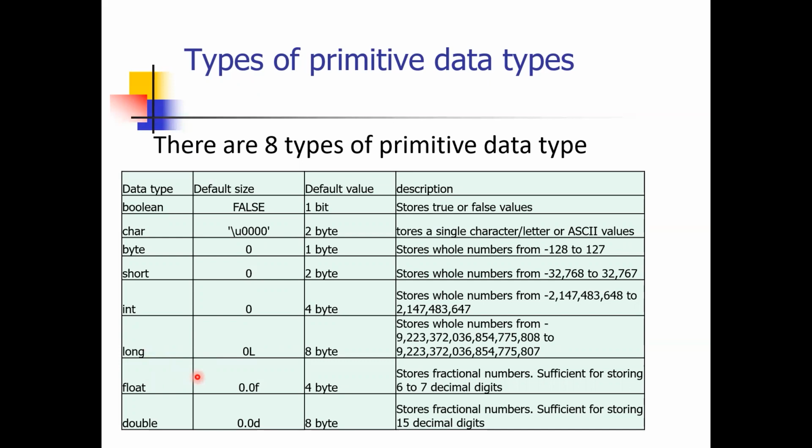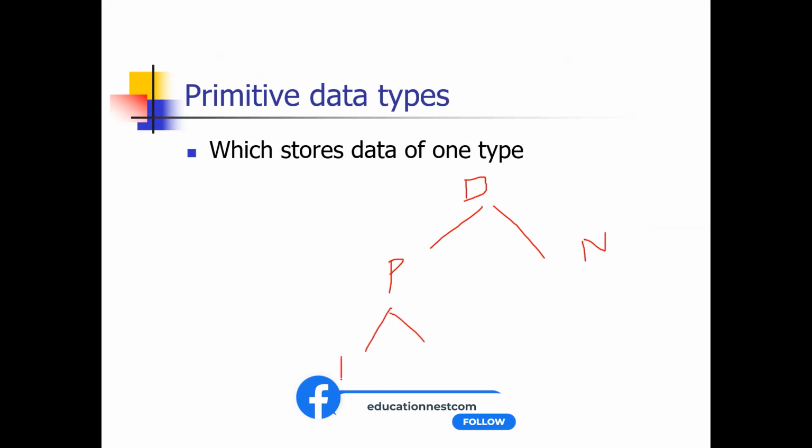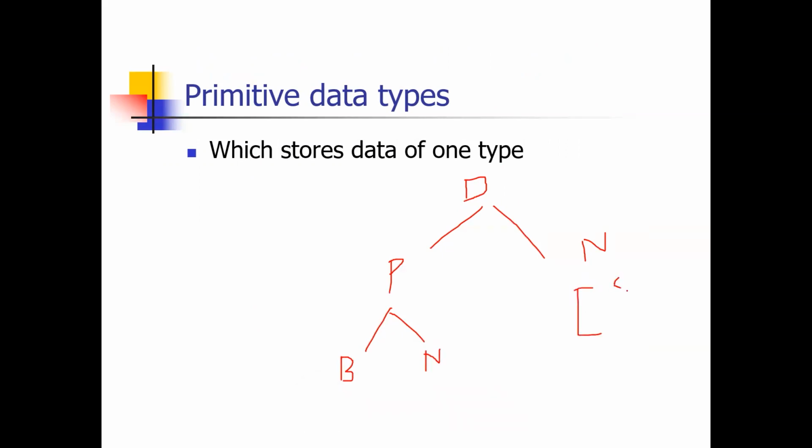Or we can say data type is divided into 2 parts. One is primitive and the other non-primitive. In primitive, again there are 2 types, Boolean and numeric. In non-primitive, there are string, array, classes, interface. Okay, that is non-primitive data type.